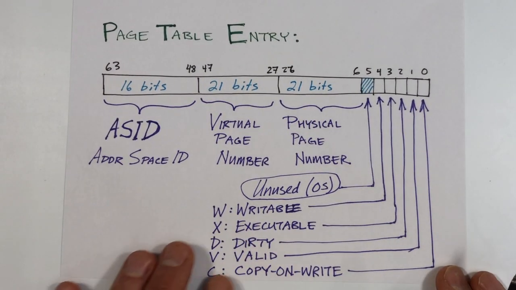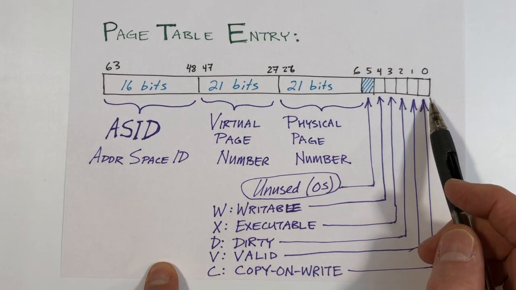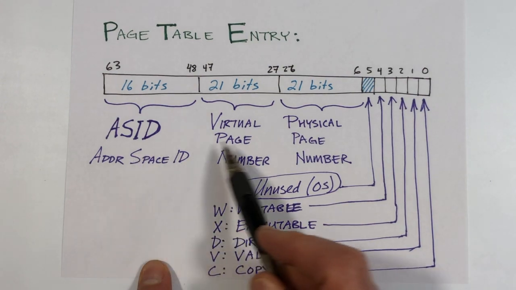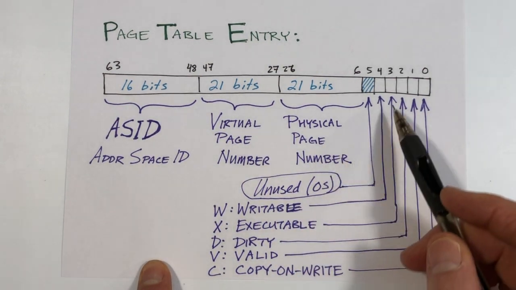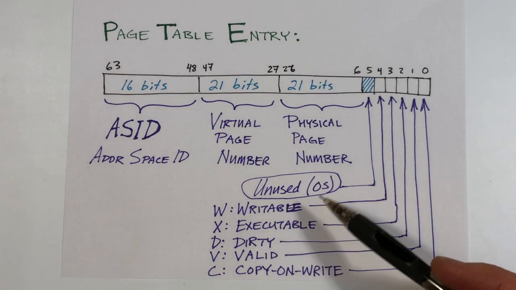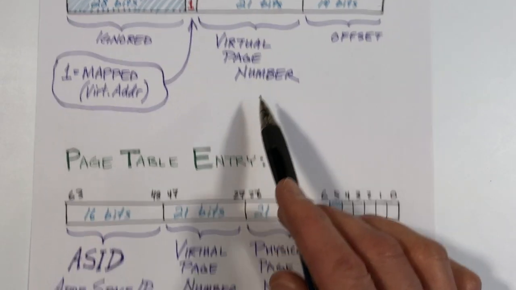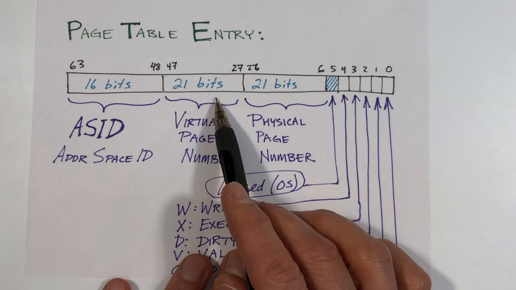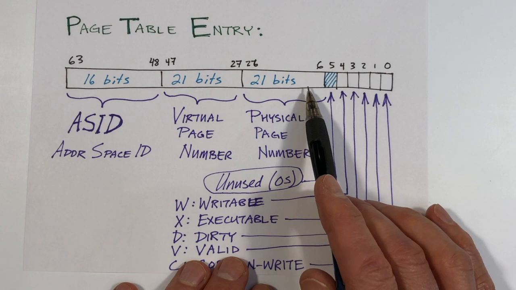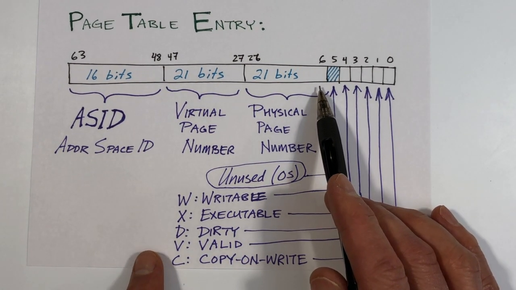So now let's take a look at a page table entry. 64 bits are used for each page table entry, and we have the address space identifier, virtual page number, physical page number, and a number of bits. So let's start with the virtual page number. The 21 bits from the virtual address will be used to locate a page table entry, and that 21 bits will be translated into 21 bits that will indicate a physical page number when that page is mapped into physical memory.